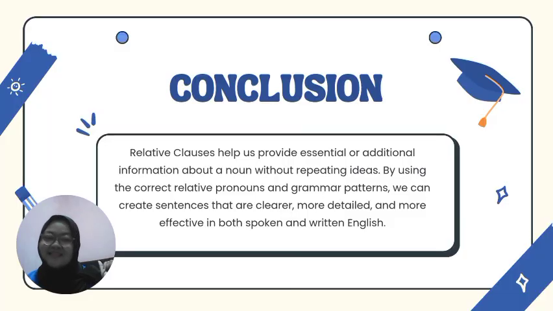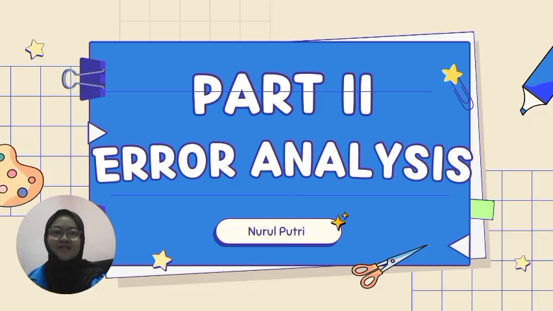Now that we have finished discussing part 1, let's continue to part 2, where I will analyze grammatical errors related to relative clauses, degree of comparison, and correlative conjunction. Now let's continue to part 2, which is error analysis.